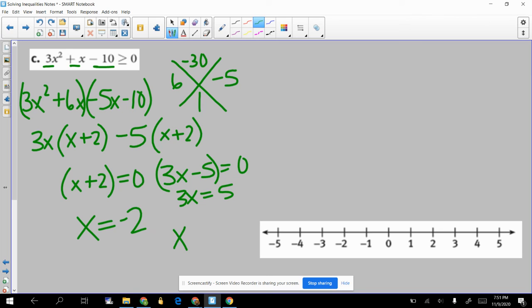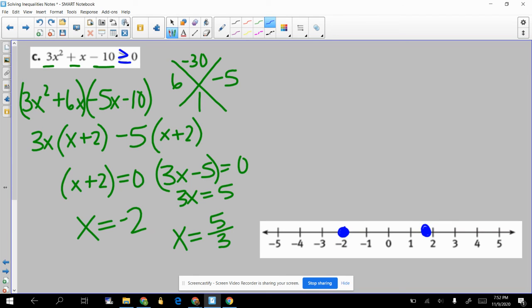So x equals 5/3. Okay. Or if you want, you can write it as 1 2/3, 1.6 repeating, however you want to write that. Okay. All right. I need to go ahead and plot those on my number line here with a closed circle because of the equal sign. And then here, somewhere in between there, looks good.